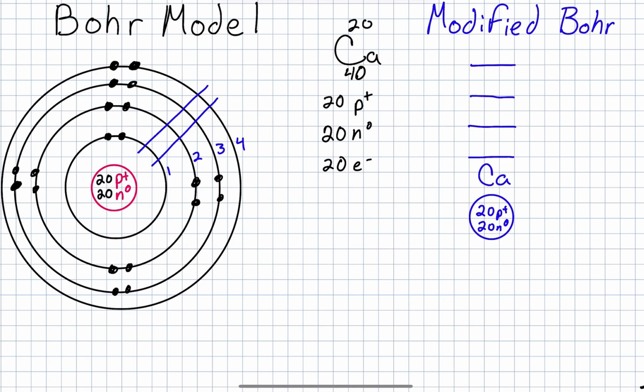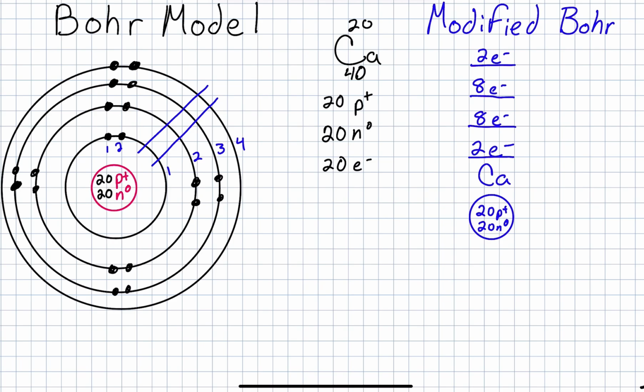In my first energy level, I have 2 electrons. In my second energy level, I have 8 electrons. My third energy level, 8 electrons. And finally, my fourth energy level, I have 2 electrons.